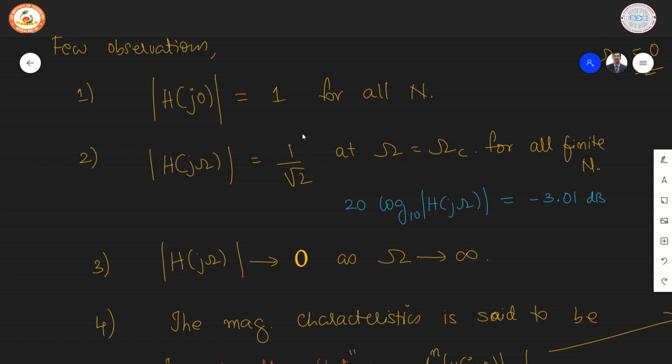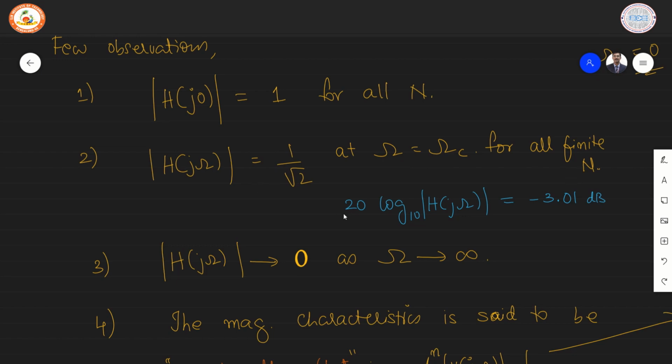So this is from the definition of cutoff frequency, we have to have a gain which is equal to 1 by root 2 for this particular filter. And this is applicable for all values of n.